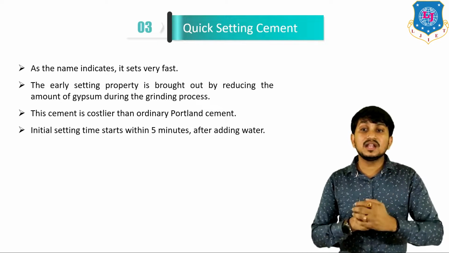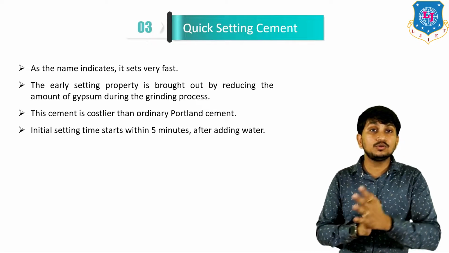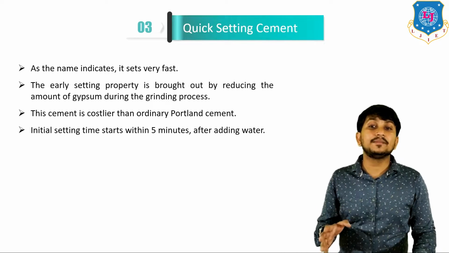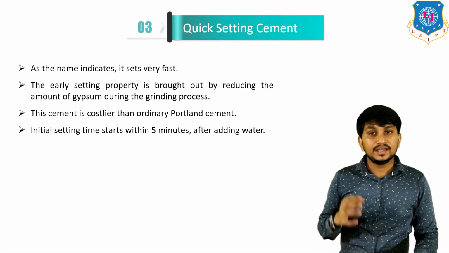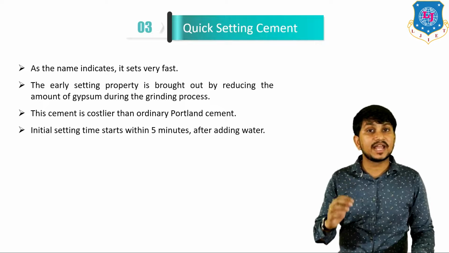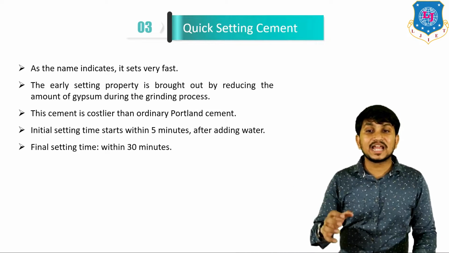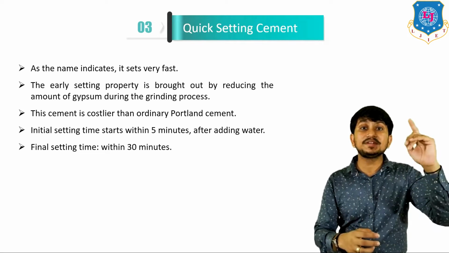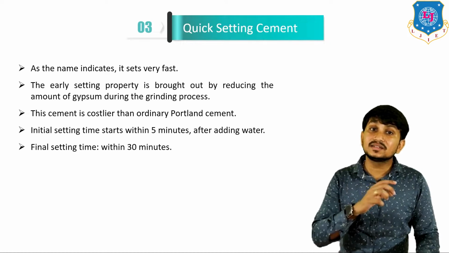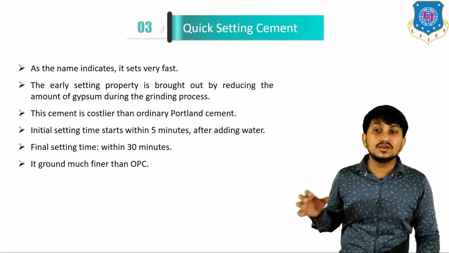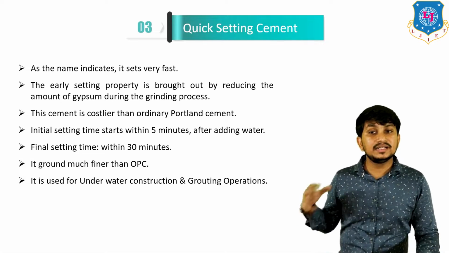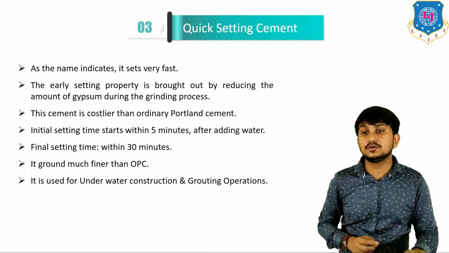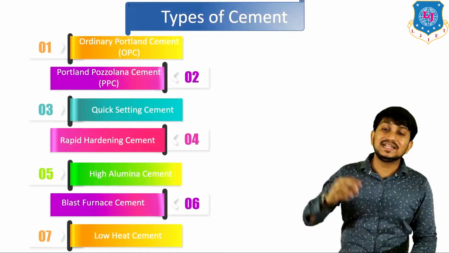Ordinary Portland cement has initial setting time of about 30 minutes. Here, quick setting cement has initial setting time of 5 minutes. Final setting time is within 30 minutes. Ordinary Portland cement has final setting time of 10 hours. Here, final setting time is 30 minutes. It is ground much finer than OPC cement. It is used for underwater construction and grouting operation, and for plastering works. That's all about quick setting cement.